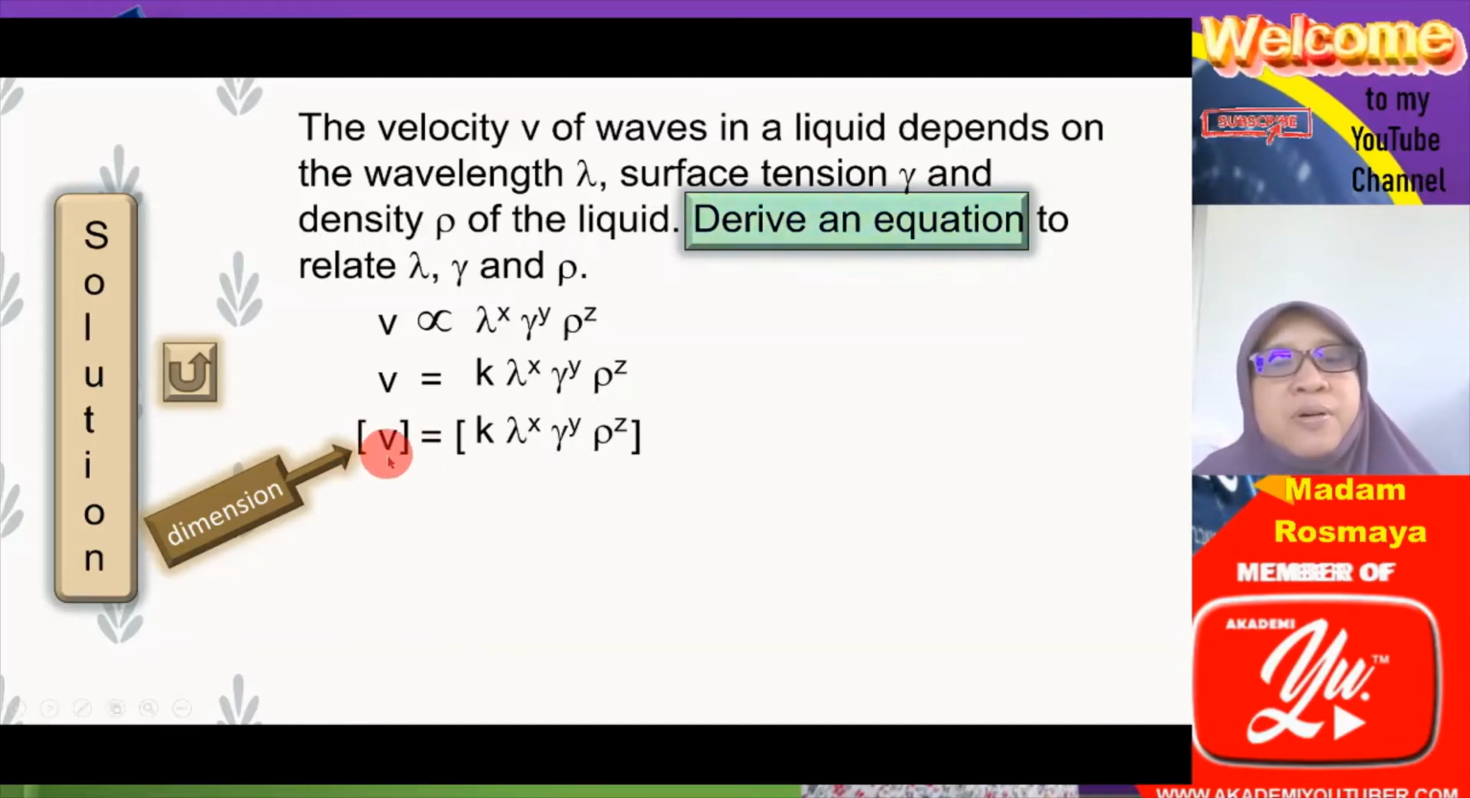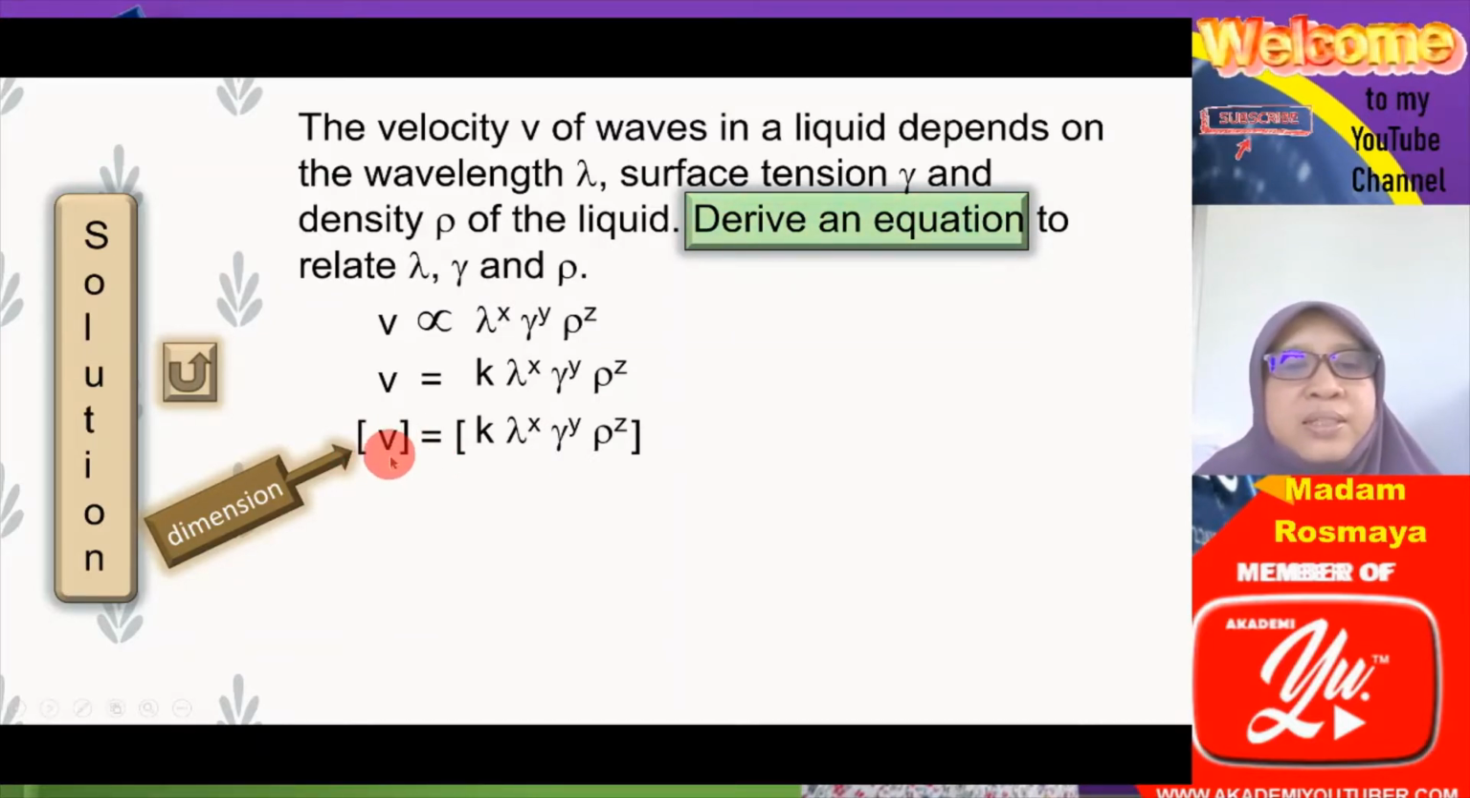The dimension for velocity, the unit for velocity is meter per second, or the formula for velocity is distance divided by time. Therefore the dimension is length L, and for time we use the dimension symbol T. So distance divided by time. Dimension for time we use T, and dimension for distance we use L. Okay, next is the wavelength. k has no dimension, so the dimension for k no need to write.